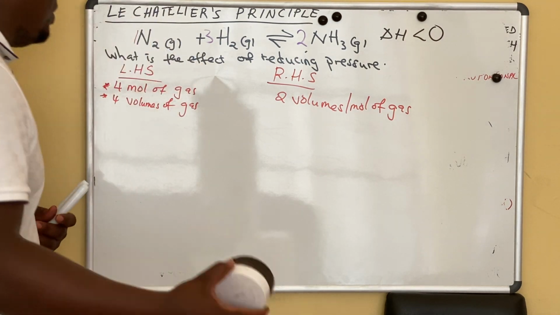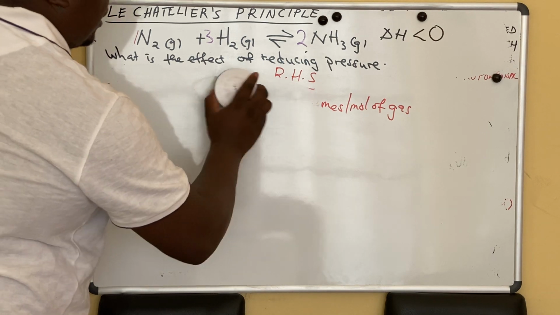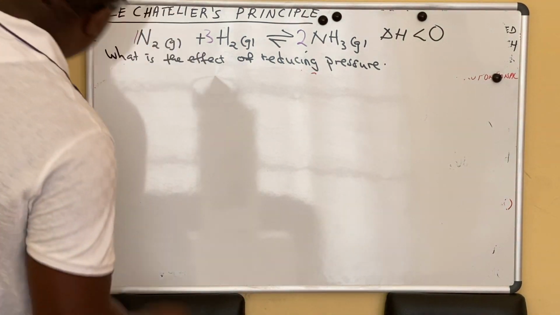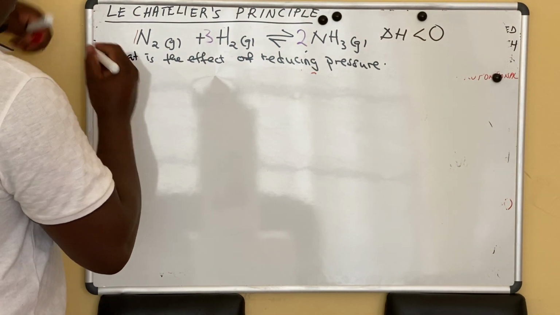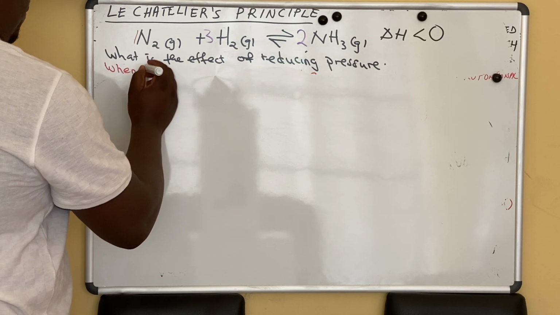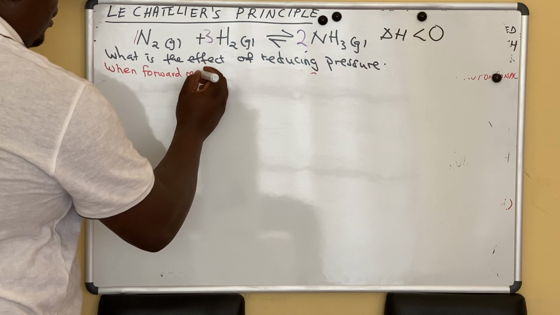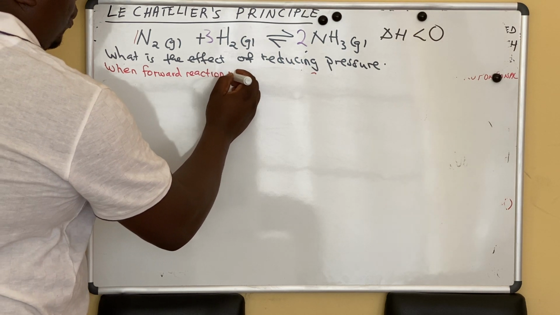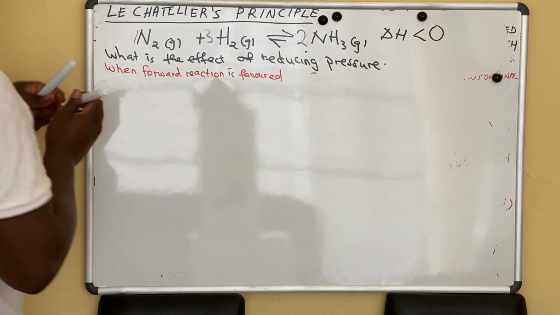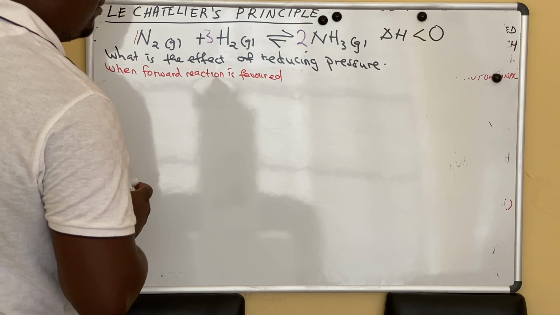So what do we mean when we say by favoring the side? So normally, I like to write my equations like this so that it makes sense. To me, I like to write it like this. When forward reaction is favored, I like to write it like this. Just check how I'm going to write it for you there.